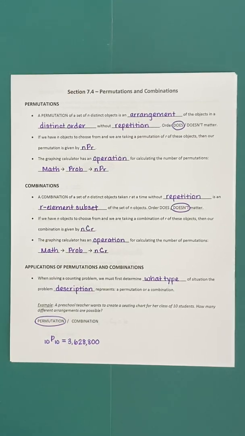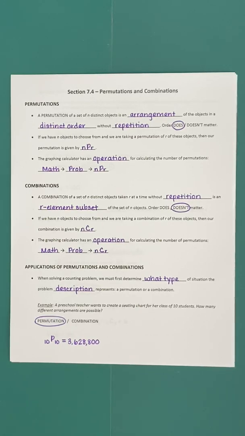We have another one. In addition to permutations, we can also take what we call a combination. It's similar with one distinct difference. A combination of a set of n distinct objects taken r at a time. So now we're just looking at subsets. We're not taking the whole group, we're just looking at subsets. We're going without repetition again, so once we choose an item, we can't choose it again. It's just a subset. In this case, the order does not matter.